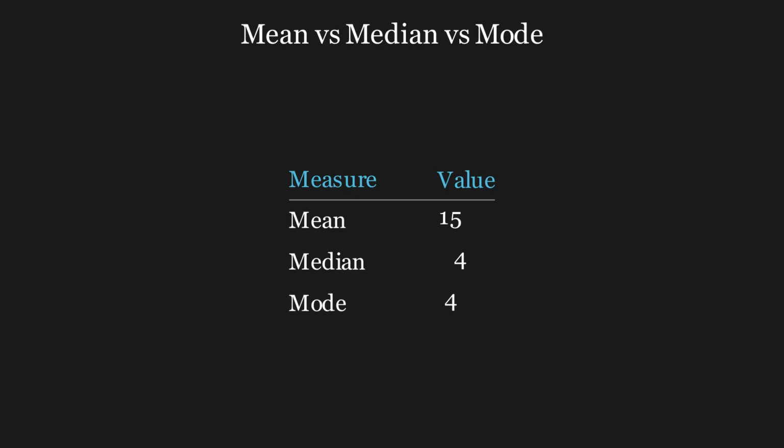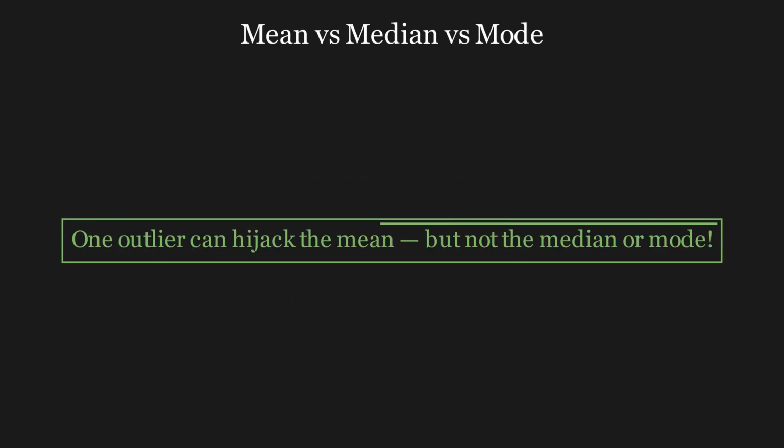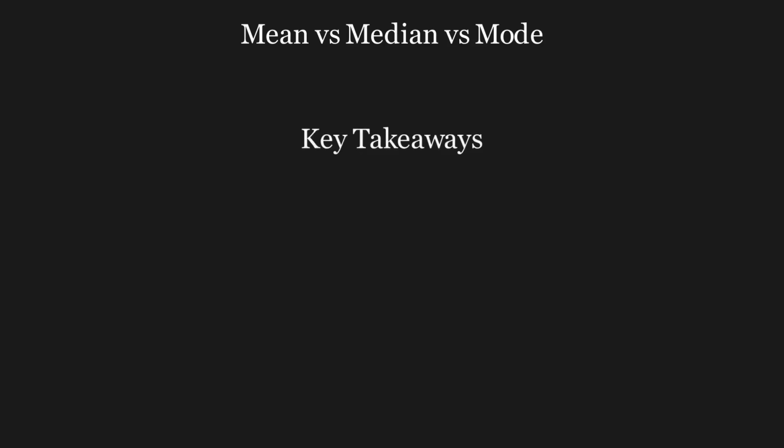All 3 check out. So, mean is the sum divided by the count, median is the middle of the sorted list, and mode is the most frequent value. And the real lesson is that a single extreme number can hijack the mean while leaving the median and mode untouched. If this helped, the next video covers how to measure how spread out your data really is.